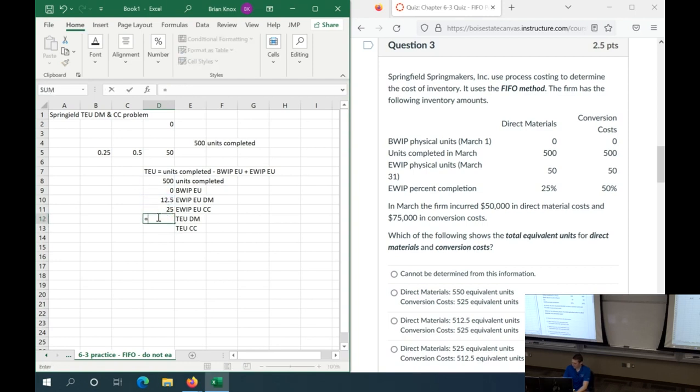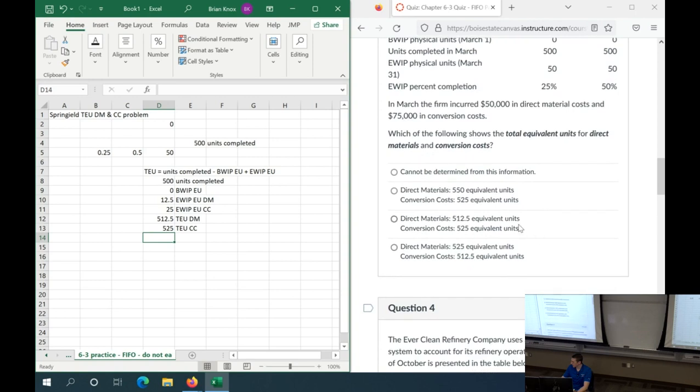I will make sure I do the full thing. Units completed minus the 0 here for beginning WIP plus the ending WIP equivalent units. Just followed this equation here. Units completed minus beginning WIP equivalent units plus ending WIP equivalent units. All right, same thing for here. Units completed minus the beginning WIP plus the ending WIP equivalent units. So that should be our answer here. Let's see which one that is. Direct materials 512.5, conversion costs 525. Excellent.